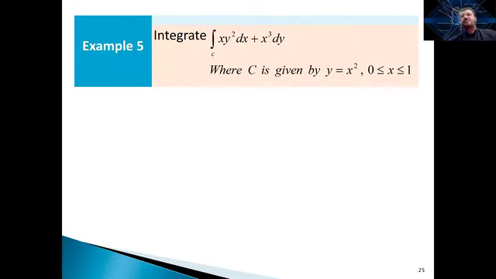Let me show you an example. Here's an example. I need to integrate all of this. So we need to integrate x y square dx over the curve c plus x cubed dy. This is the first time you see this kind of integral, right, guys? So you're going to get very familiar with this type of integration. All right, now, what do we do here? We are going to parameterize it where c is given by y equal x squared.